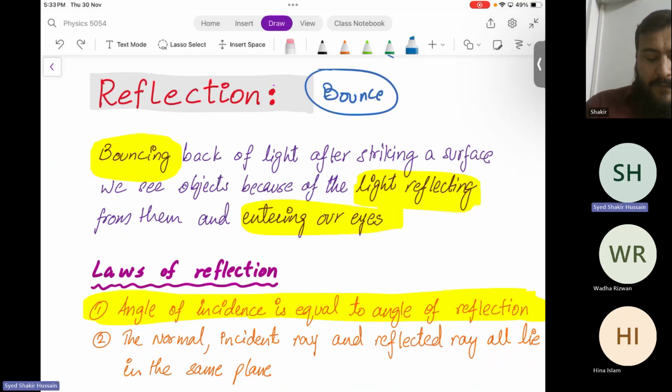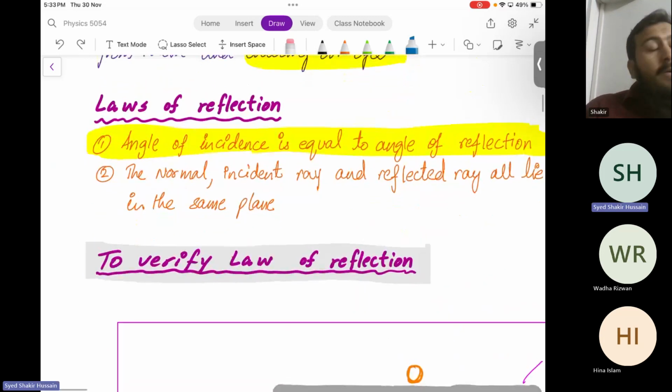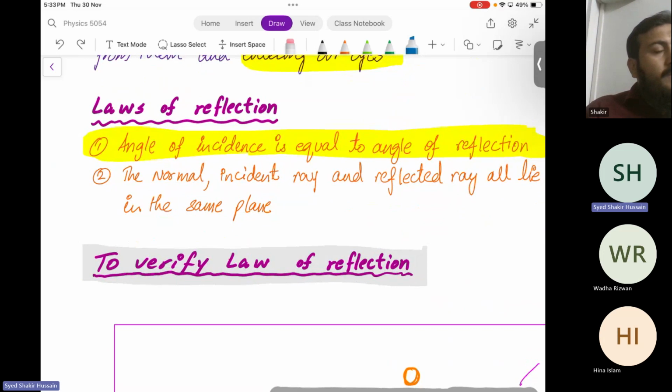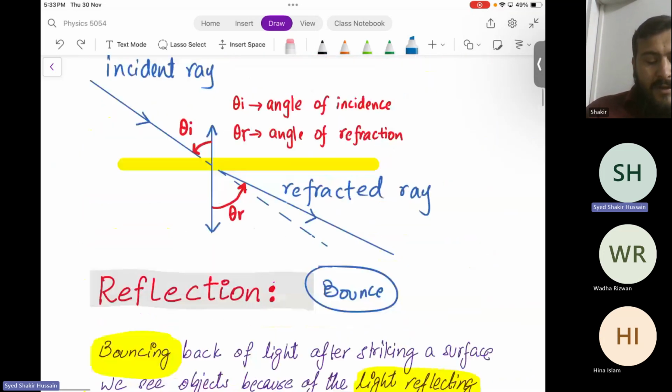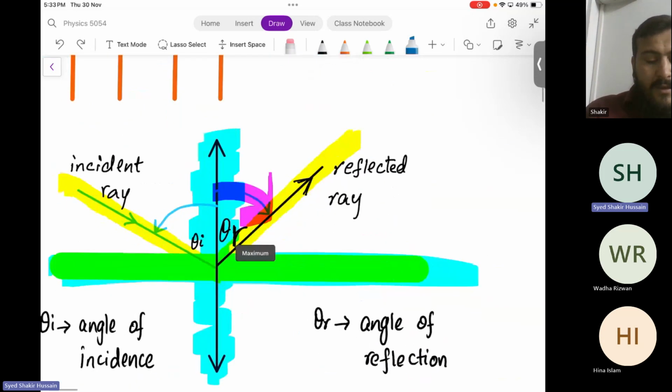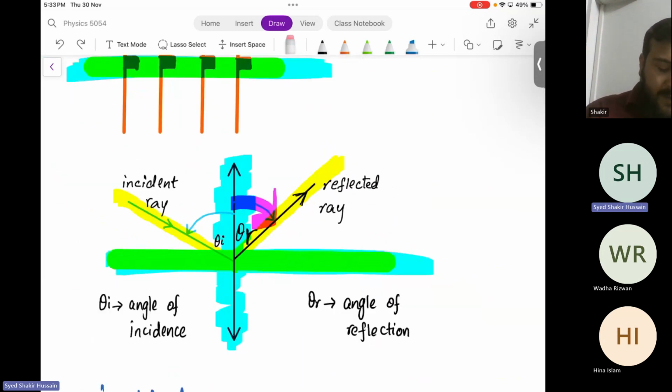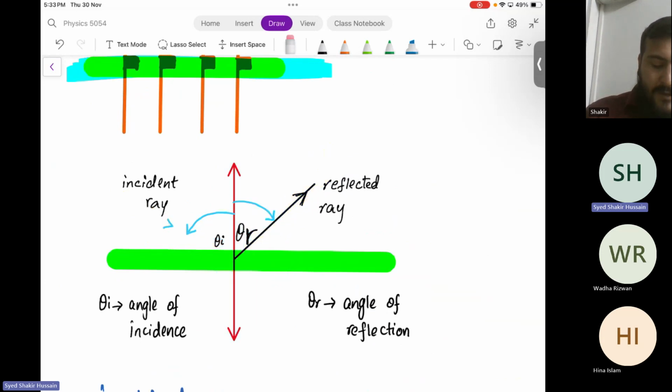So the first thing that we are going to see now is laws of reflection. There are two laws of reflection. Law number one, that whenever a light ray strikes a surface, just like in this case, remember that always the angle of incidence and angle of reflection would be the same. So I can write it over here. Angle of incidence is equal to angle of reflection.